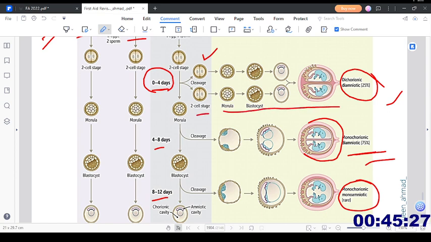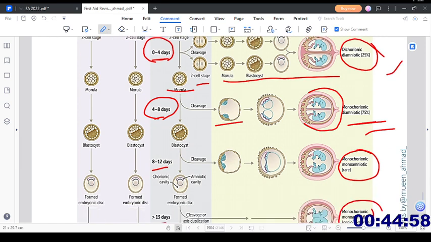If the cleavage starts at 4 to 8 days, that is after the morula, inside a single blastocyst two embryos start developing, and that results in monochorionic diamniotic twins. That is 75% of the cases. So 75% of these identical twins are of this variety, when the cleavage takes place after the morula formation, at 4 to 8 days.